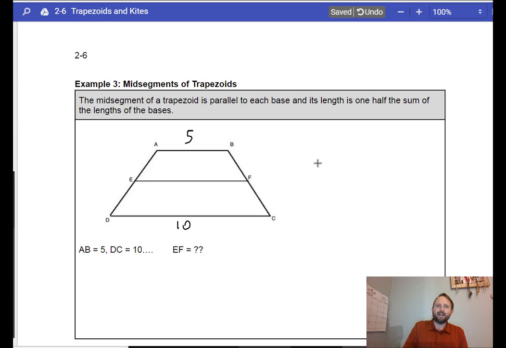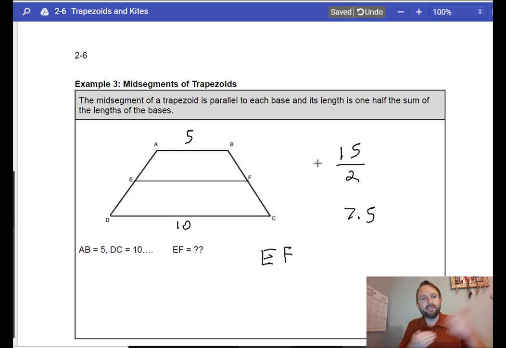So if we add 5 and 10, we get 15. Then if we divide by 2, we get 7.5. So EF would equal 7.5 because that's the sum, or add them together and then divide by 2.